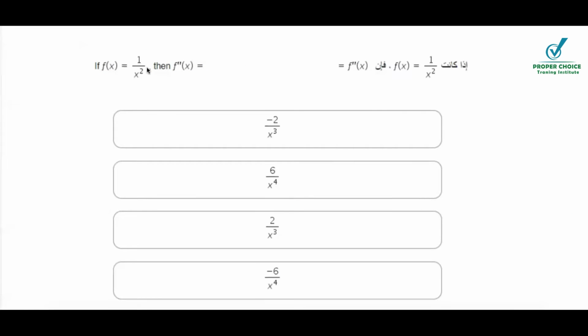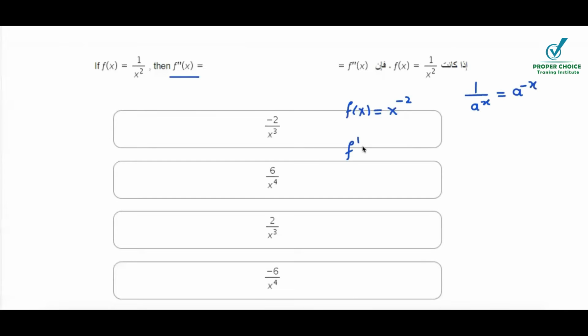If f(x) equals 1 by x squared, then f double prime is equal to what? They are asking you to find the double derivative. So whenever we have a function in this way, first you have to rewrite it as f(x) equals x to the power -2. As per the exponent rule, 1 by a to the power x can be written as a to the power -x. We are doing so because we can apply the power rule.